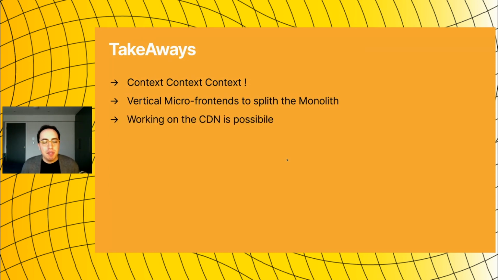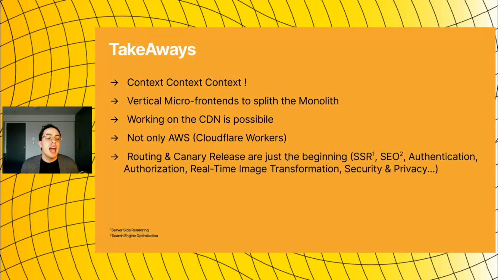And after you did that, you have to migrate from the monolith to micro-frontends, and working on the CDN is now possible. And we saw the example from AWS, but this is not only about AWS, this is also about Cloudflare Workers. So there are different solutions that achieve similar things, but this is super powerful. And we covered routing and canary releases, but that is just the beginning. There is server-side rendering, search engine optimization, authentication, authorization, real-time. There is way, way more you can do on the edge.